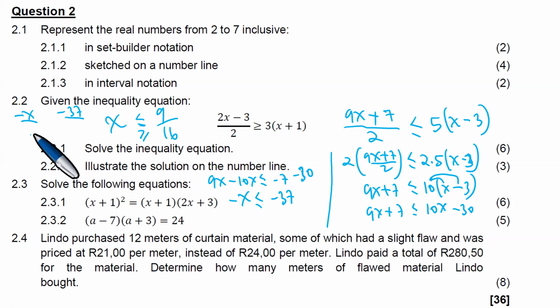You divide by -1, getting x is greater than or equal to. If you divide by a negative, the inequality changes direction, from less than or equal to, to greater than or equal to. And this is greater than or equal to 37, and this is the answer.